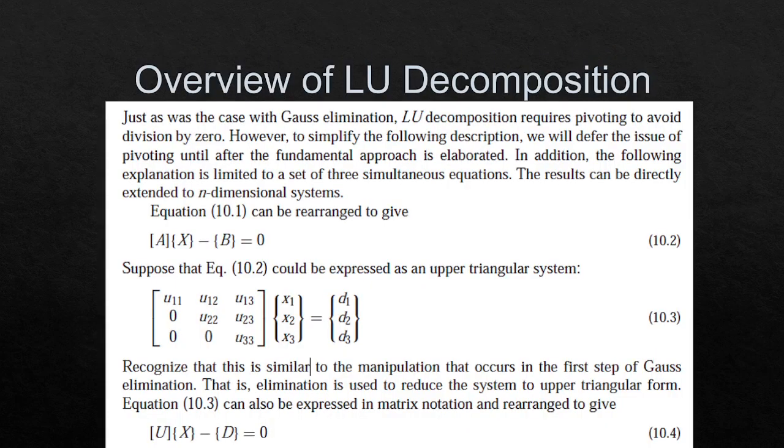So let's talk about the overview of the LU decomposition. Just as was the case with the Gauss elimination method, the LU decomposition requires pivoting to avoid division by zero. So this is much an improvement on the Gauss elimination method. However, to simplify the following description, we will defer the issue of pivoting until after the fundamental approach is elaborated. In addition, the following explanation is limited to a set of three simultaneous equations, so the result can be directly extended to n-dimensional systems.